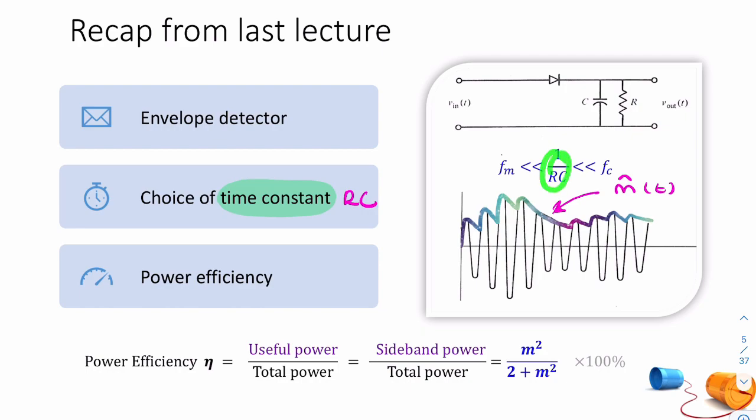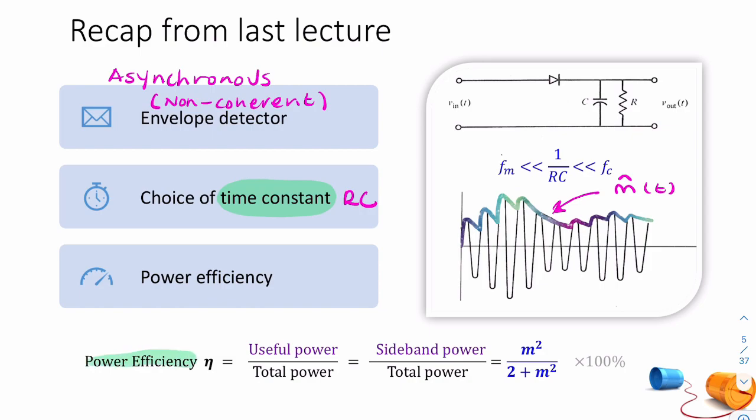So provided RC is chosen so that 1 over RC is between the modulating frequency, that's the frequency of the message, and the carrier frequency, FC, we should have a slight rippling that is generally acceptable. So remember, the envelope detector is a form of asynchronous demodulator, or a non-coherent demodulator. That just means that there isn't a local oscillator generating a local version of the carrier at the demodulator. That'll become clearer next week when we speak about synchronous or coherent demodulation of DSB.